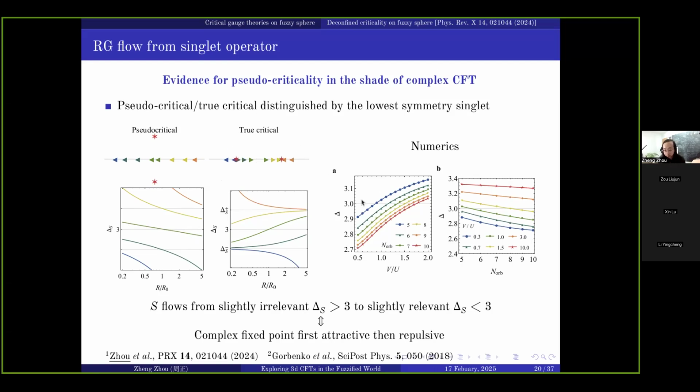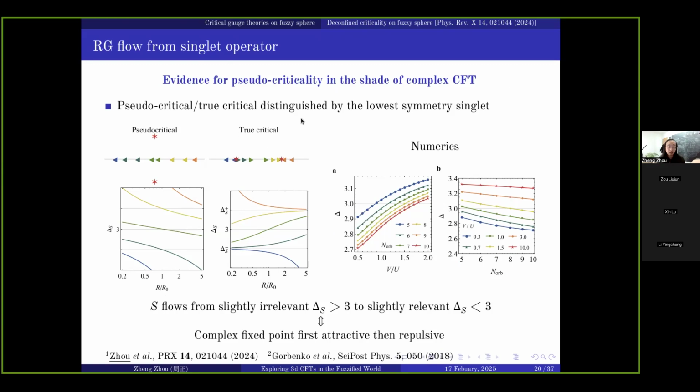What is the horizontal axis? Some tuning parameter. I mean, this is R over R0. Sorry, I missed the last sentence. The R over R0. Oh, here, the system size. Uh-huh. So a linear scale. So as the system size increases, it goes from, for example, this orange arrow to the yellow arrow, and goes on and on. I see. Okay.